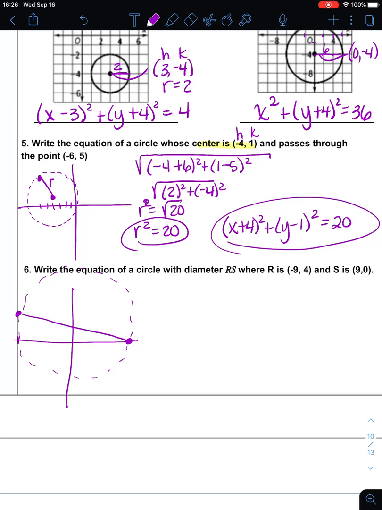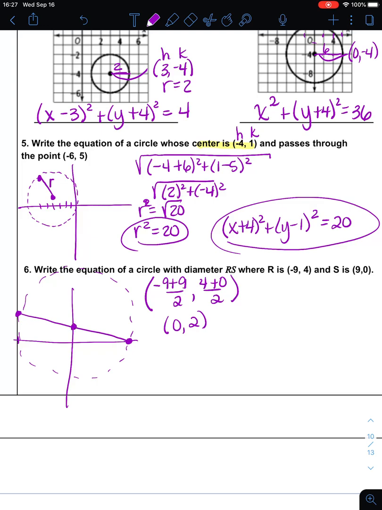So we need a center and we need a radius. Well, the center is going to be half of the diameter because it's halfway. The radius is half the diameter. So the center would be the midpoint. So if we go back to the midpoint formula, negative 9 plus 9 over 2 and 4 plus 0 over 2, we find out that our midpoint is at 0, 2.